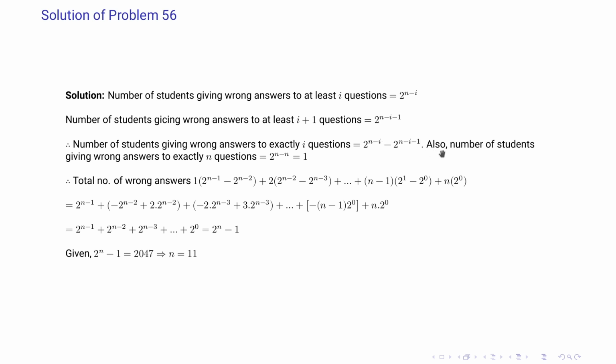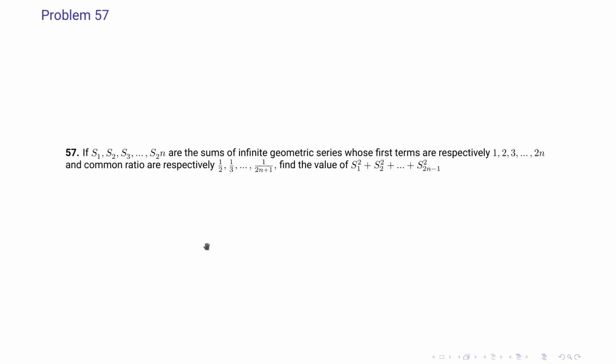Also, the number of students giving wrong answer to exactly n questions would be 2 to the power n minus 1 minus n, that is 1. Now for the total number of wrong answers, we take the sum of the series 2 to the power n minus 1 minus 2 to the power n minus 2. This would be multiplied with 1, because those many students gave wrong answer to 1 question. The number of students giving wrong answer to 2 questions would be 2 into 2 to the power n minus 2 minus 2 to the power n minus 3, and so on. Once we have found this series, it is only a matter of summing it, which is equal to 2047, which is 2 to the power n minus 1, which gives us n is equal to 11.